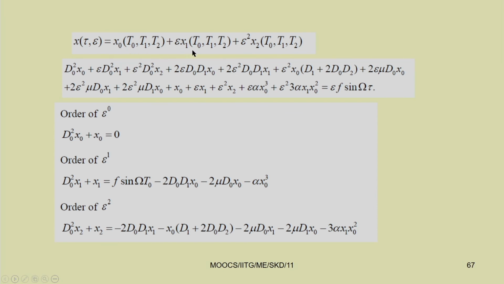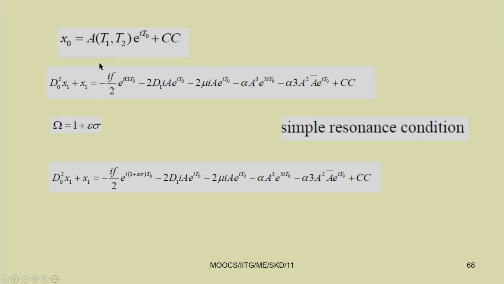Like the previous cases, here you can use the same method of multiple scales to write x equal to x 0 plus epsilon x 1 plus epsilon square x 2. In the previous example we took only 2 terms, here 3 terms have been taken. Then substituting in this equation and separating the orders of epsilon 0, epsilon 1 and epsilon 2, we can get this expression. The solution of D 0 square x 0 plus x 0 you can write in the similar way: a e to the power i t 0 plus its complex conjugate. Then D 0 square x 1 plus x 1 can be written in this form, by taking omega equal to 1 plus epsilon sigma, like the previous case where we studied the simple resonance condition.